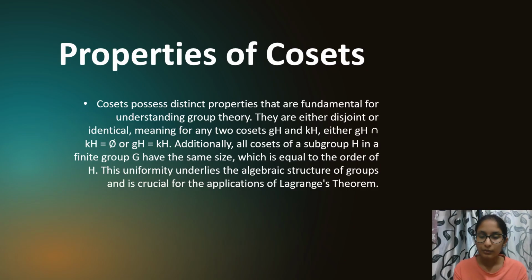Let us see some of the properties of a coset. If H is a subgroup of G, then the left cosets of H form a partition of G. This means every element of G belongs to exactly one left coset of H. The same holds with the right cosets. Equal size: all the cosets of subgroup H have an equal number of elements as H.